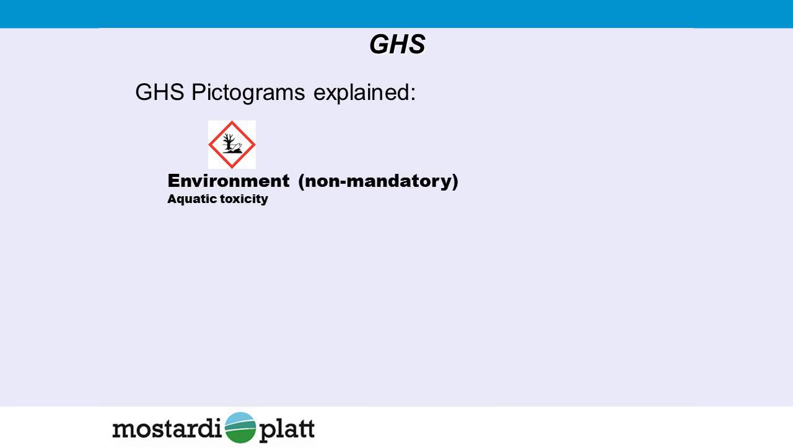The 9th and final pictogram, indicated right here, is that for the environment. OSHA does not consider this one mandatory as of yet. That may change in the future, but as of this day, the environment pictogram is not required.